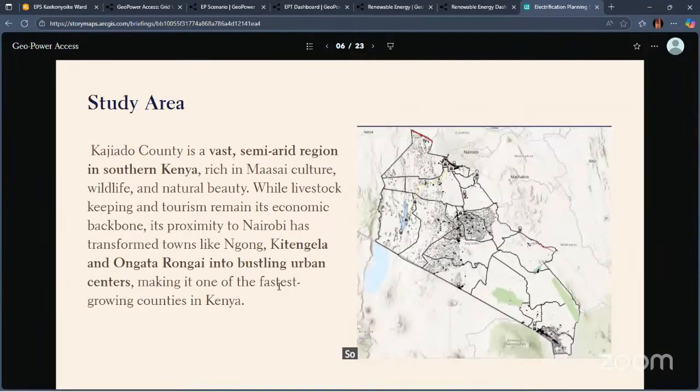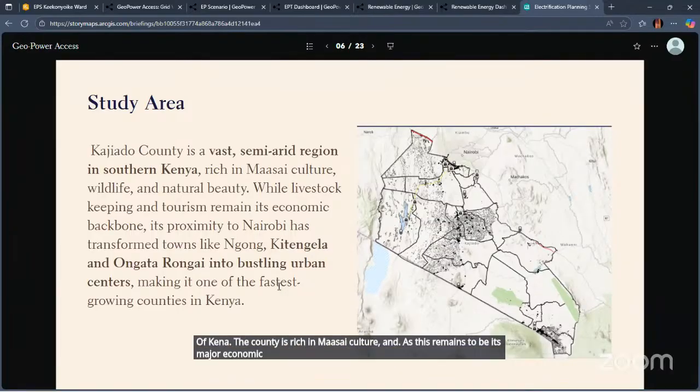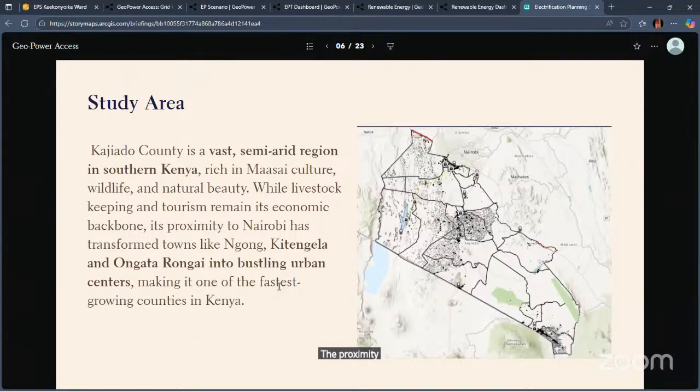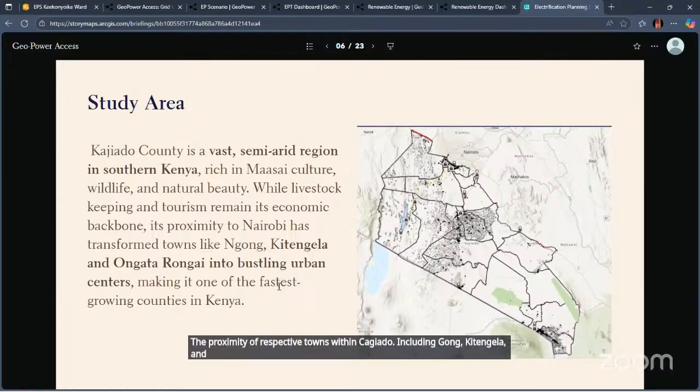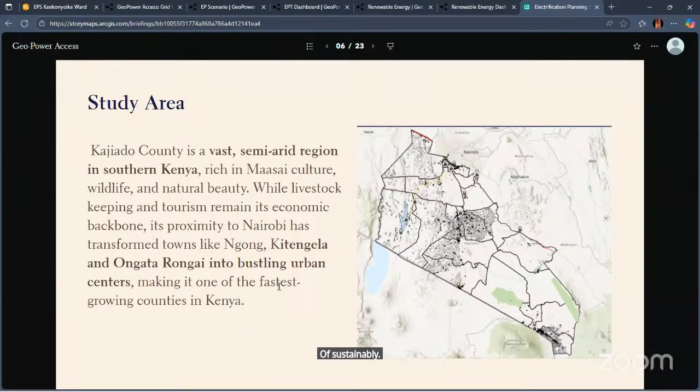So my study area is Kajiado County, which is located at the southwestern region of Kenya. The county is rich in Maasai culture, and as this remains to be its major economic background, the proximity of respective towns within Kajiado, including Ngong, Kitengela, and Rongai, have sustainably grown and making the county one of the fast growing among others.